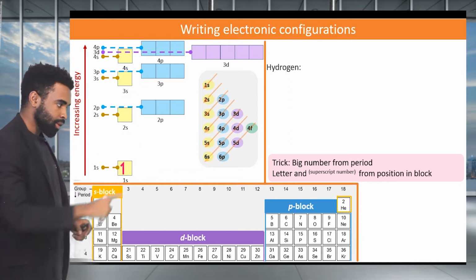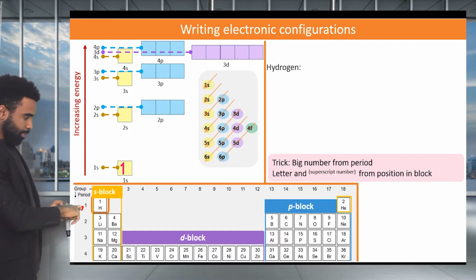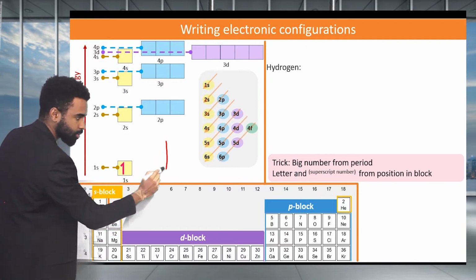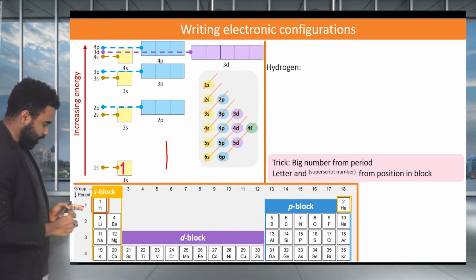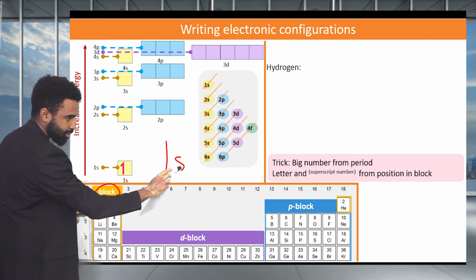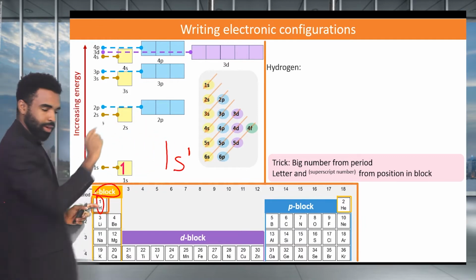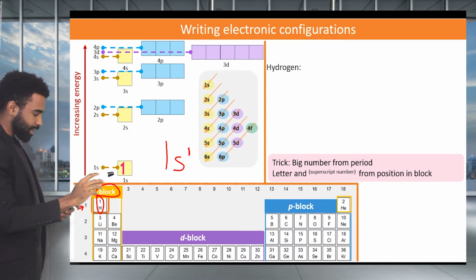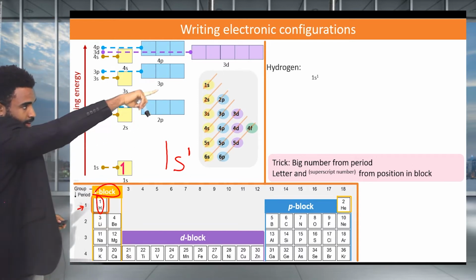Hydrogen. Hydrogen is in period 1. So we take its big number from that period. So hydrogen will be 1. Then its letter from the position in the block. So it's in the S block, which means it must be 1s. And it's the first position in the S block, so 1s1. That is how we write the electronic configuration for hydrogen, 1s1.